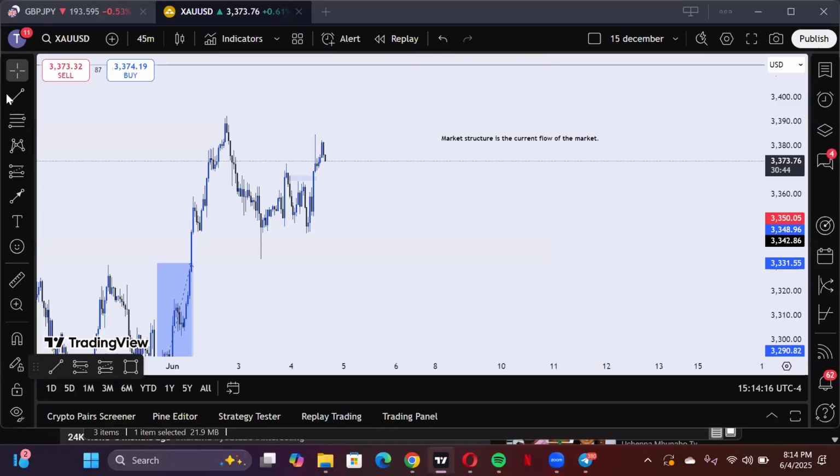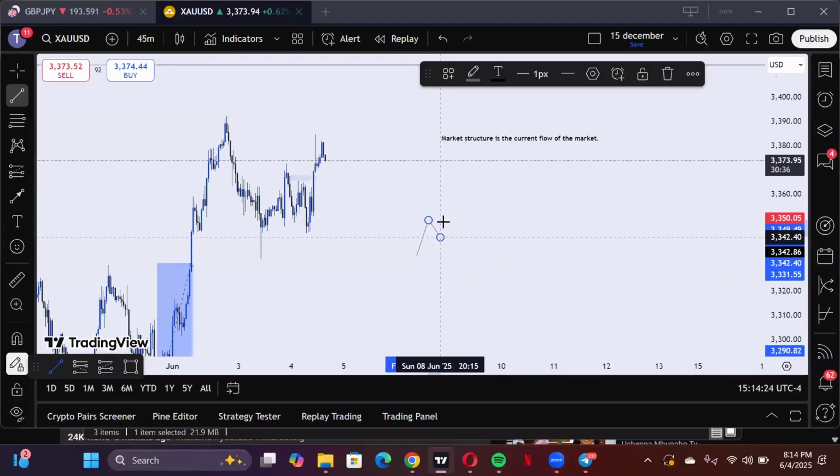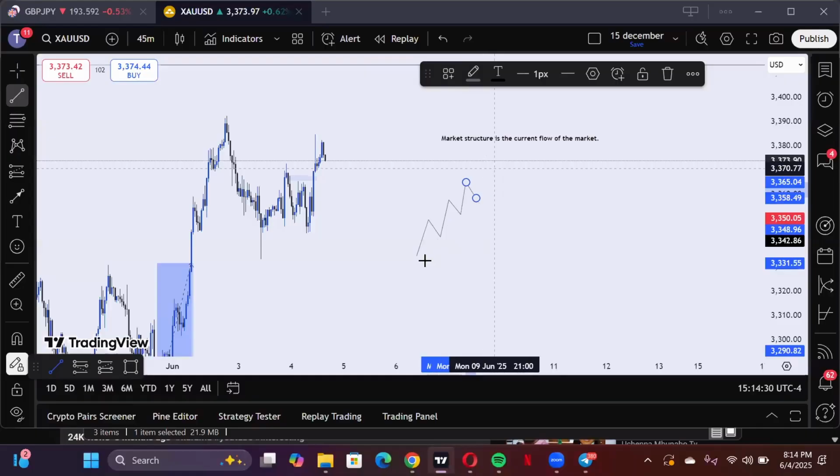Now, this is what it means for market to be on an uptrend. We see market making a series of what? Higher highs, then higher lows. This is what an uptrend is made up of.